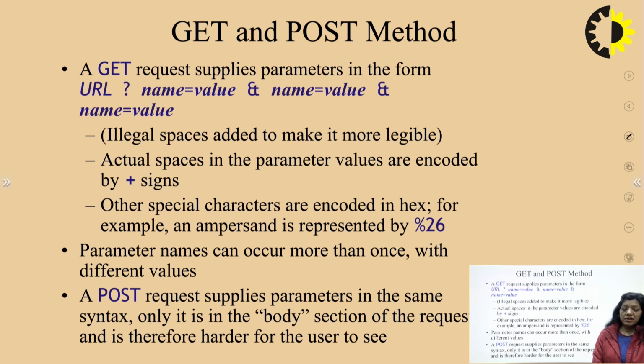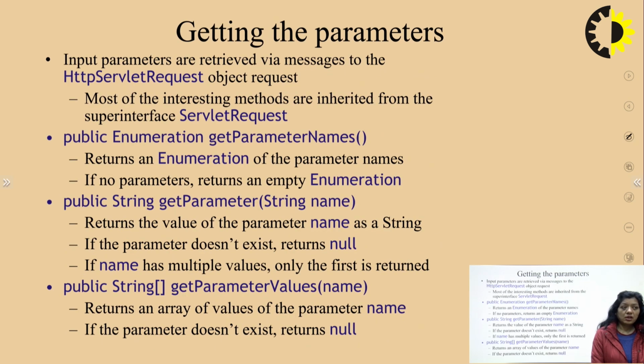A POST request supplies parameters in the same syntax, only it is in the body section of the request and is therefore harder for the user to see. Now the input parameters are retrieved via methods of the HttpServletRequest. Most of the interesting methods are inherited from the super interface ServletRequest. The public Enumeration getParameterNames returns an enumeration of the parameter names. If there are no parameters, it returns an empty enumeration.